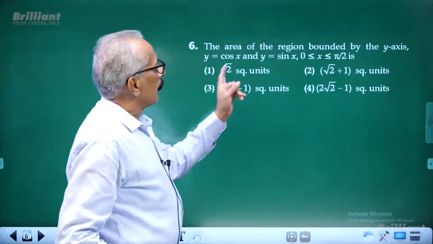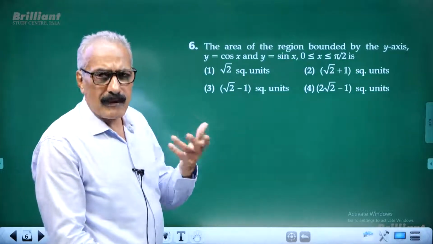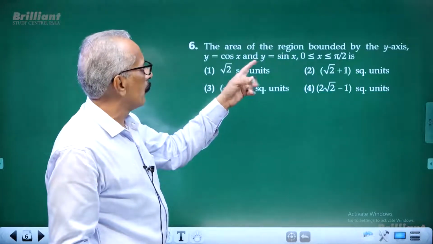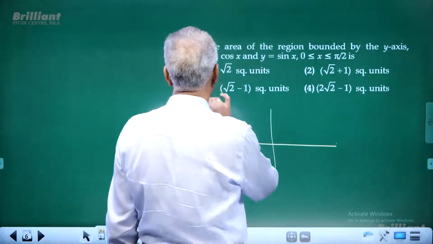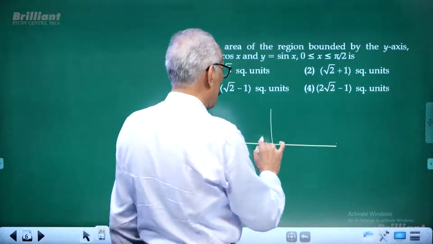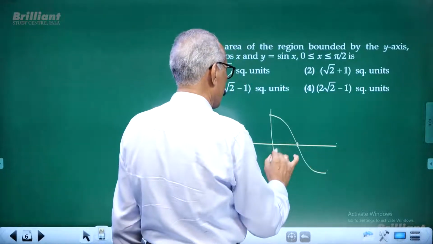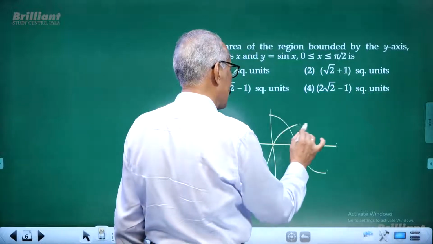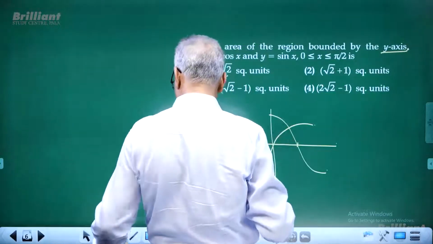Question number 6. The area of the region bounded by the x-axis, y is equal to cos x, y is equal to sin x. I think I myself discussed this in some other papers also. You know, it's root 2 minus 1. Do you remember? Why? This is cos x, from 0 to pi by 2. And this is what there then? Sin x. We want what? The y-axis. Fine. This y-axis means this.